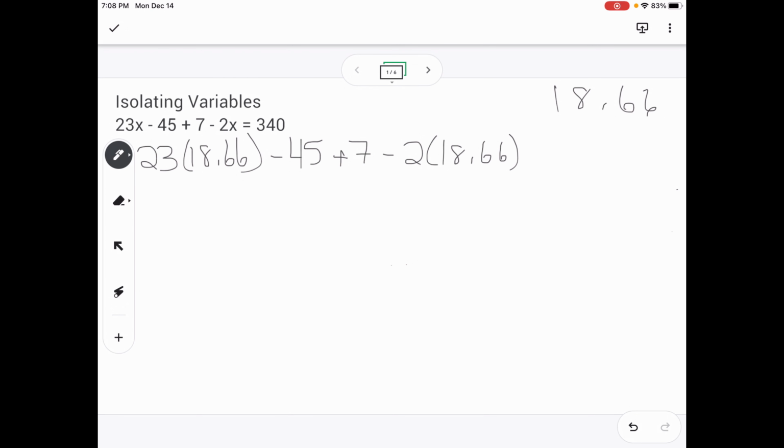Now again, you can use all the decimals if you want to. I just did the first two. So 23, I usually tell my students to go to 2 decimal places. This equals 429.18.